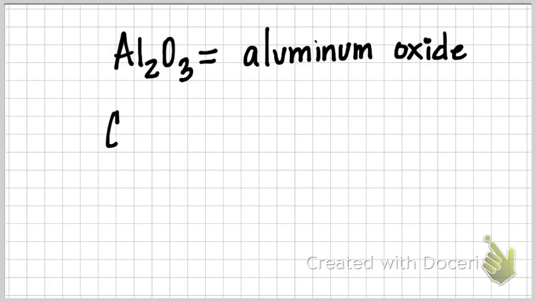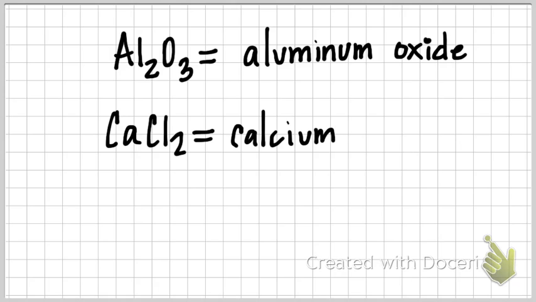So let's look at another one. CaCl2. Ca is calcium. Calcium is a metal. It's found in group 2. It's a regular metal, so therefore I'm going to use that name unchanged, so it's going to be calcium, and I change the ending of the second element to chloride, from chlorine to chloride.